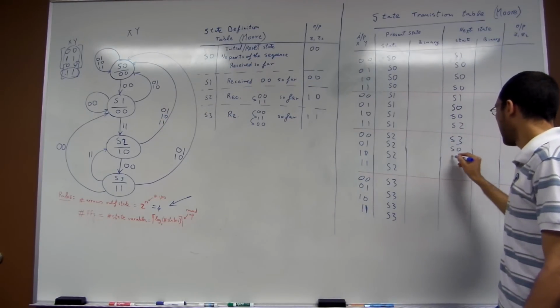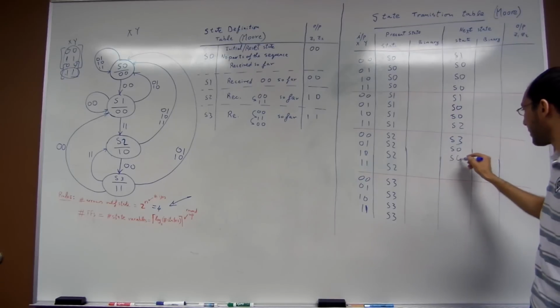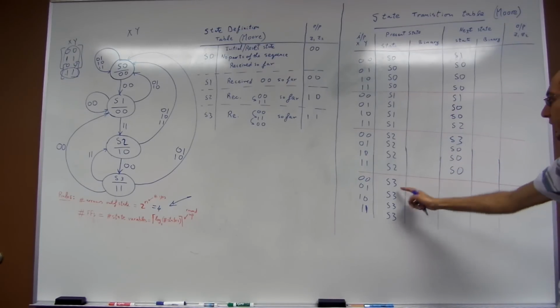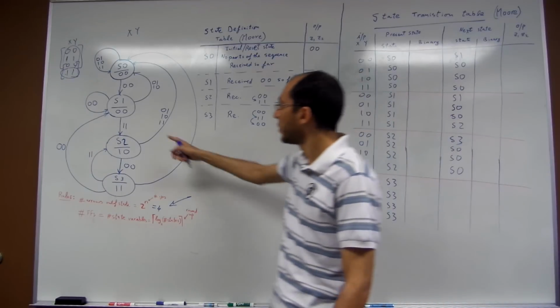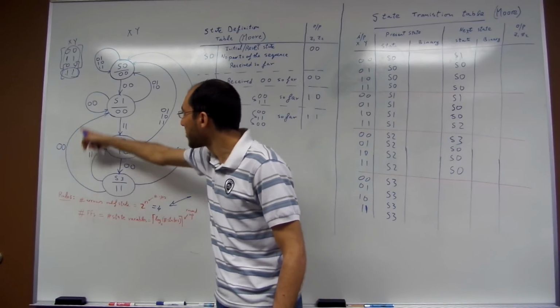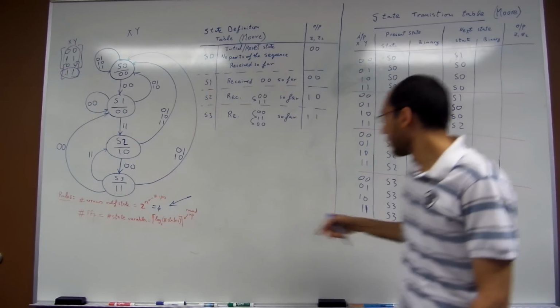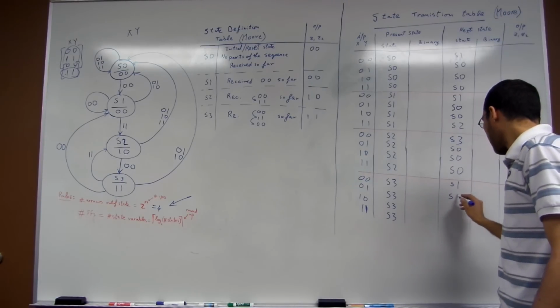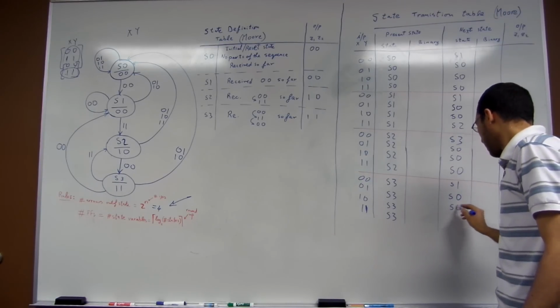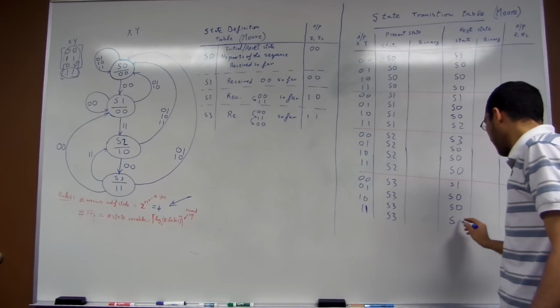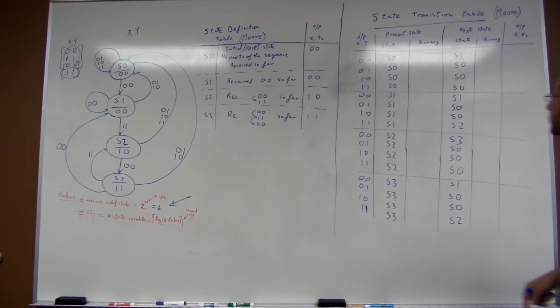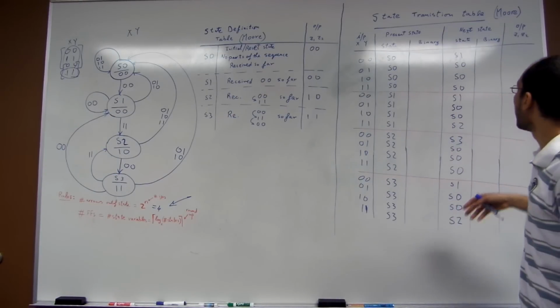S0, S0, S0. At state S3, an input of 00 goes back to state S1, these 2 go to state S0, and 11 goes to state S2. Fill in the next state, and then fill in the output.